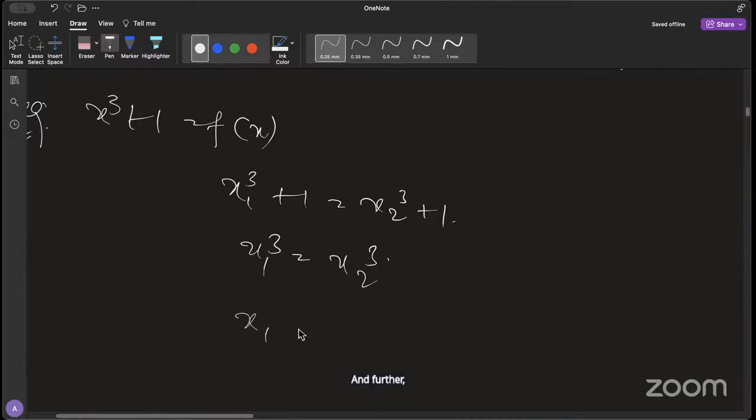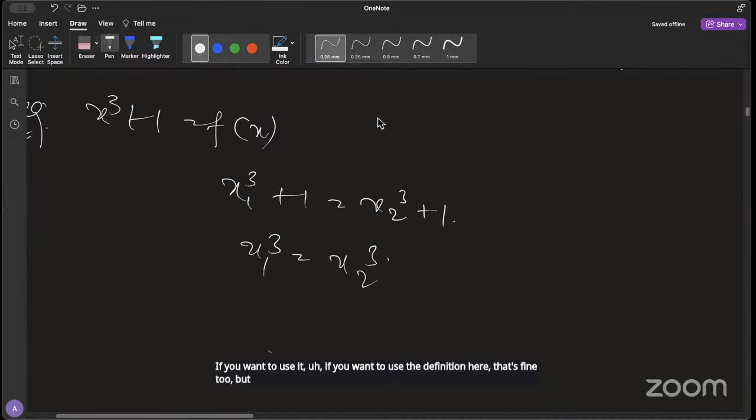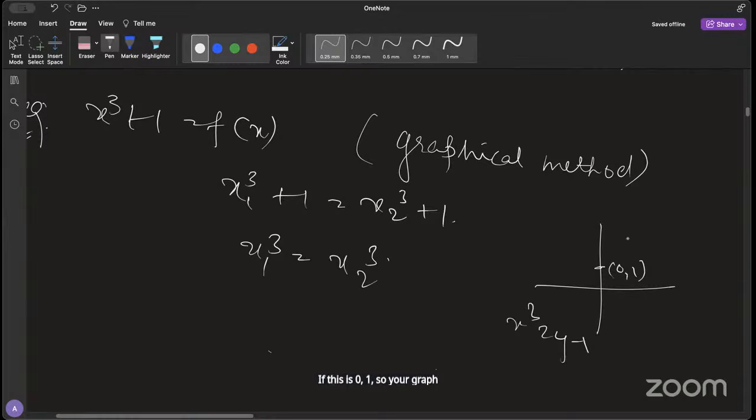And further, if you want to check it, there's an identity for x1 cube minus x2 cube, right? Which is (x1 minus x2) times something. But if you want to use the definition here, that's fine too. But the better approach here is to use the graphical method, right? The horizontal line test. And the graph of this one looks like this. So it is x cube and y minus 1. So it will be here. If this is (0, 1), so your graph for x cube plus 1 looks like this.